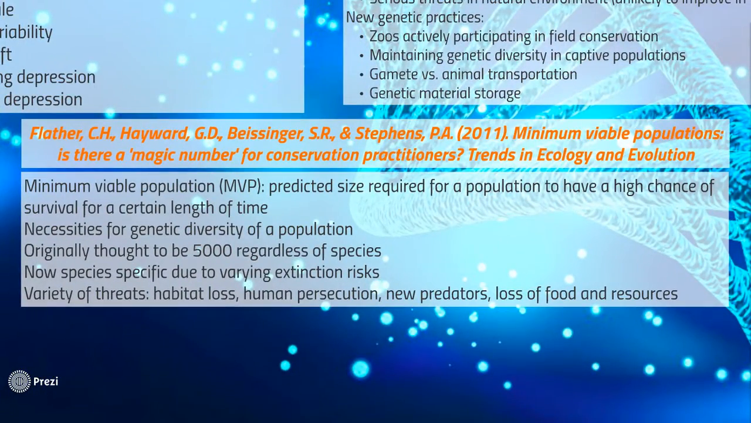Flather considers how the minimum viable population, or MVP, is important because it offers a look at necessities for genetic diversity of a population that is being studied. Originally thought to be 5,000 regardless of species, now MVP is species-specific and considers length of life cycle and threats to the population.